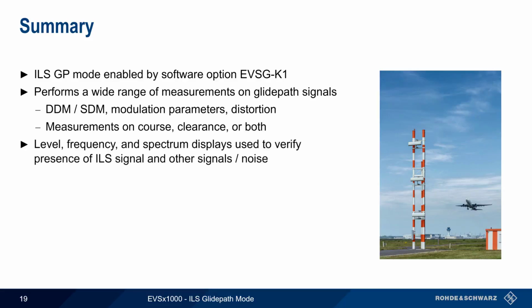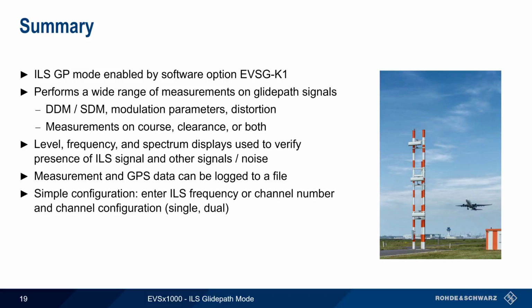Additional displays of the received signal level and frequency, as well as a spectrum view, can be used to verify the presence of the glide slope signal and/or the presence of other signals or noise. All measurement data can be logged together with GPS time and position information. And finally, configuration of glide slope analysis is very easy. Simply enter the ILS frequency, either in megahertz or as a standard ICAO channel number, and specify the channel configuration.